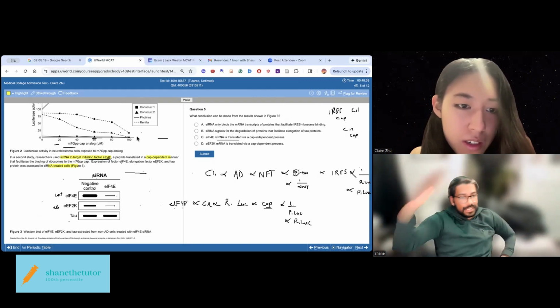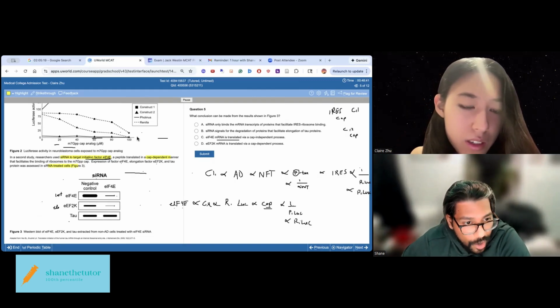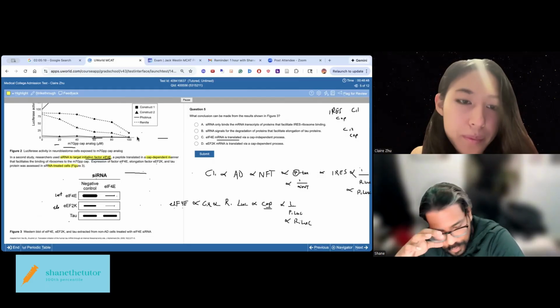Oh, okay, I think I understand. So the siRNA only targets the ELF4E, the one that's responsible for initiation.